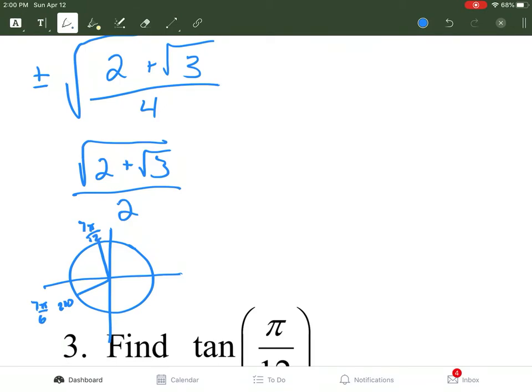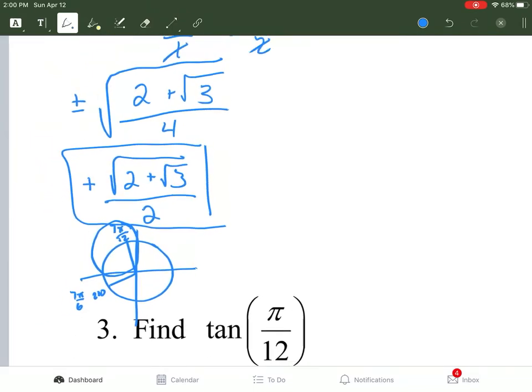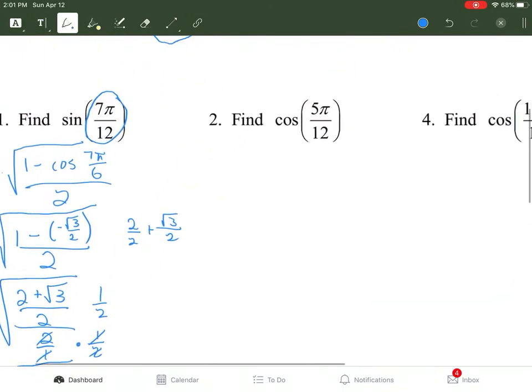So if we're thinking about the unit circle, in this quadrant, is the sine value positive or negative? Remember, sine is y. And in that quadrant, y values are positive. So this would be a positive number. Okay, it's not a negative, so we just put the positive. And that's your answer. That's it. You're done. Okay. Let's look at the next one.